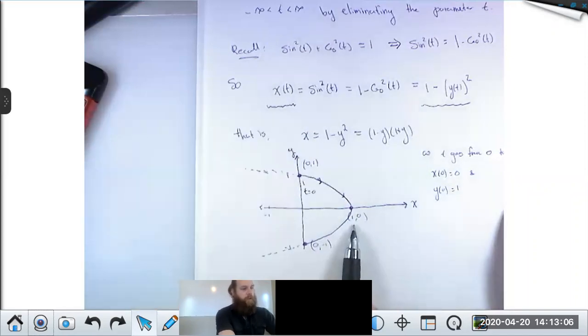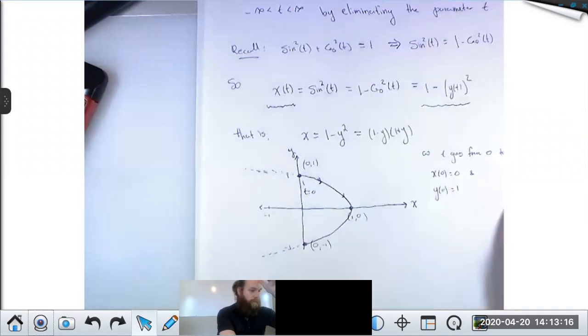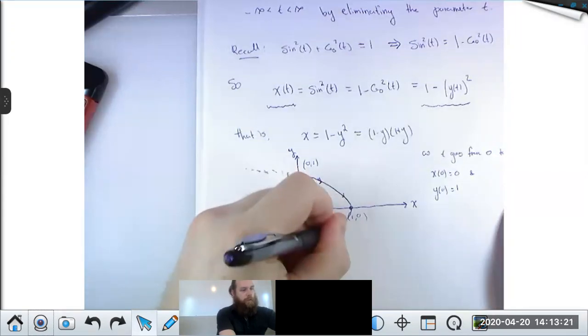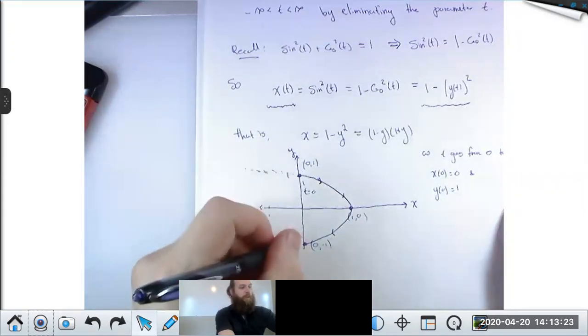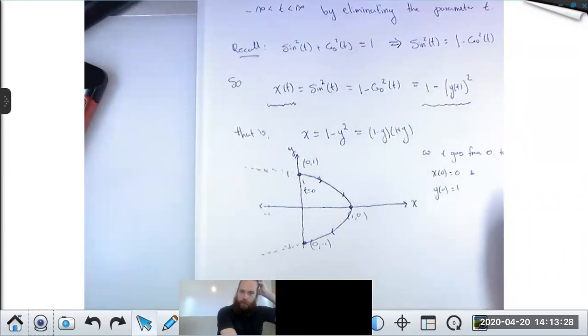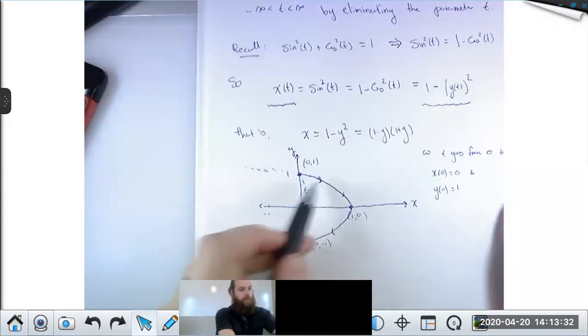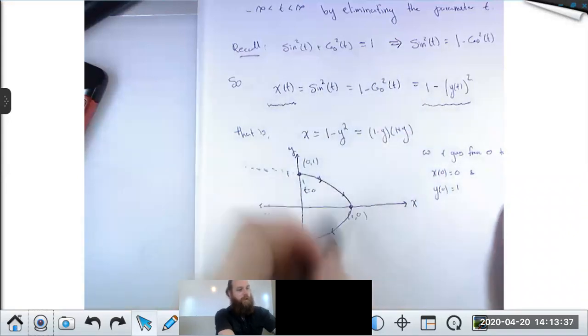I'll get to this point when t gets to pi over 2, because the sine squared of pi over 2 is 1, and the cos of pi over 2 is 0. And then we'd get down here by pi. But then we're going to bounce off of this point and come back. So without some restrictions in the time domain, there's no clear orientation to this curve. You start out going like this, but then you're going to come back. And as t goes from -infinity to infinity, we just bounce back and forth along this thing forever.